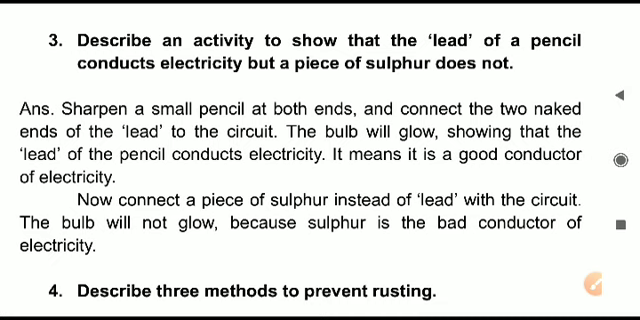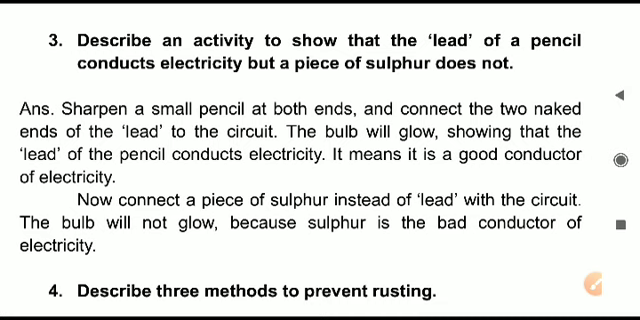So if the bulb is glowing, what does it show? It shows that the lead of the pencil conducts electricity. It means it is a good conductor of electricity. That is how we can say the lead that is made of graphite conducts electricity. It can work like an electric wire only. It can transfer the electric current from one place to another, used to transmit electric current.